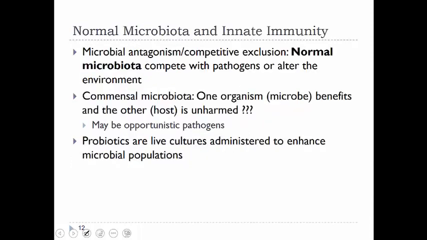We inhibit microbes, but we also want microbes. We want particular ones. We found that microbes play a big role in our immune system, and the more we find out about them, the more we find that they play a role in our health. So microbial antagonism or competitive exclusion, I call it a crowded beach. These are where your normal microbiota, the ones you have, compete with pathogens, or they alter the environment.